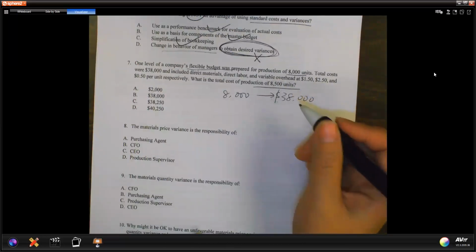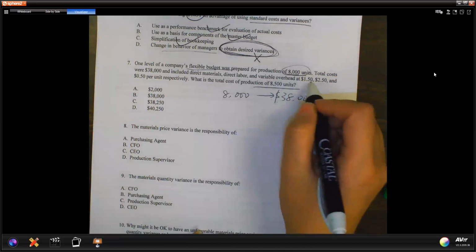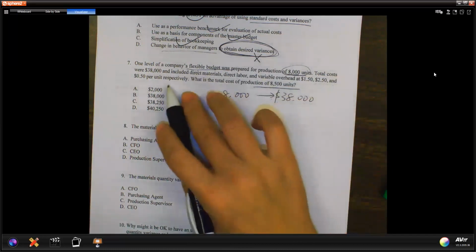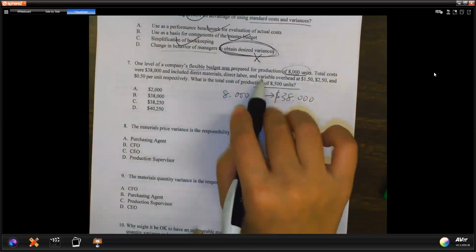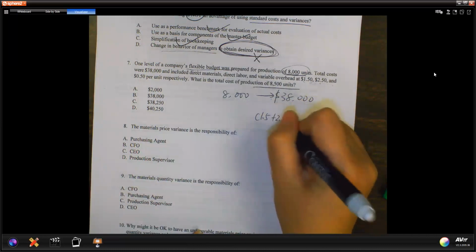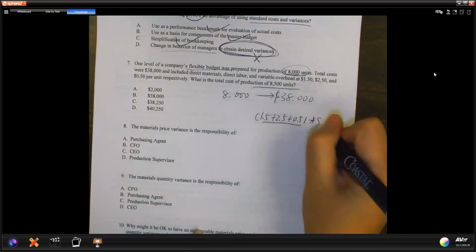So when you had 8,000 units, the variable costs should be, okay, your direct material, direct labor, and variable manufacturing overhead are variable costs. So your total variable cost is 1.5 plus 2.5 plus 0.5 for one unit. You had 8,000 units.